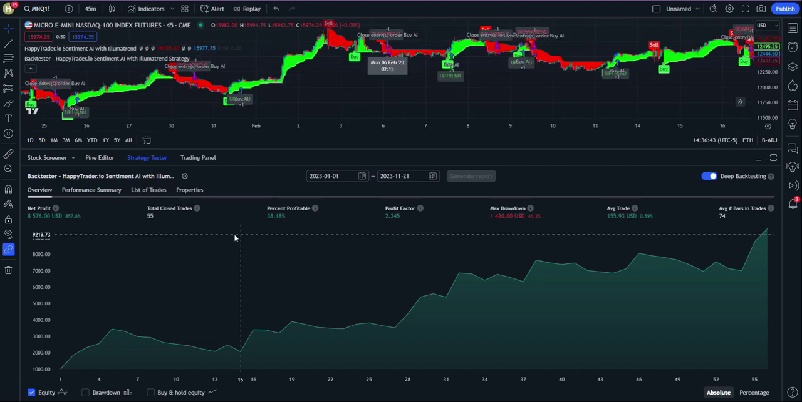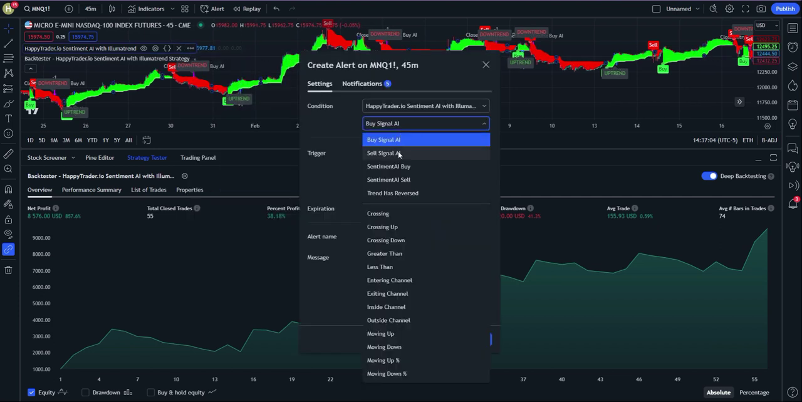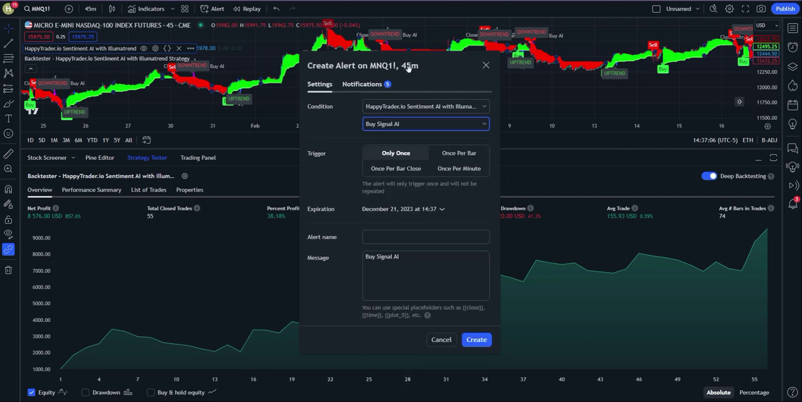Now, there's people who make 55 trades in 1 week, trading options, trading iron condors, stuff like that. The other thing that I wanted to make note of, not only is this a simple strategy, so all you had to do was essentially load up this indicator, happytrader.io sentiment AI with the Lumatrend, add the alert, and literally set alerts for the buy and sell signals on the 45-minute chart.